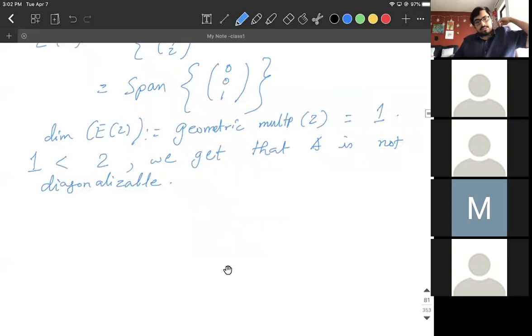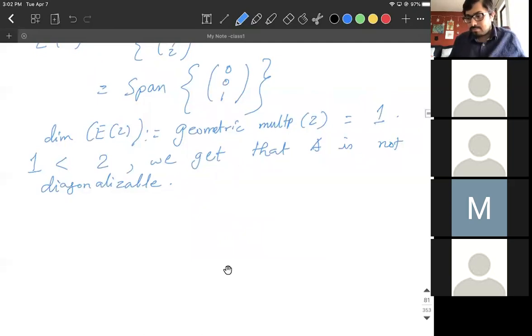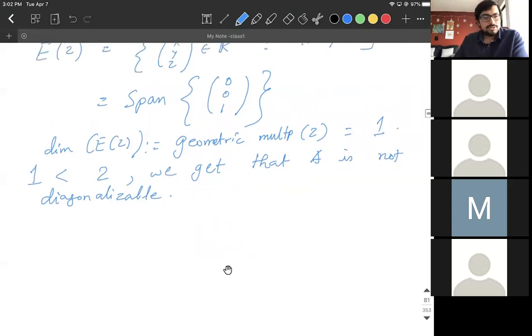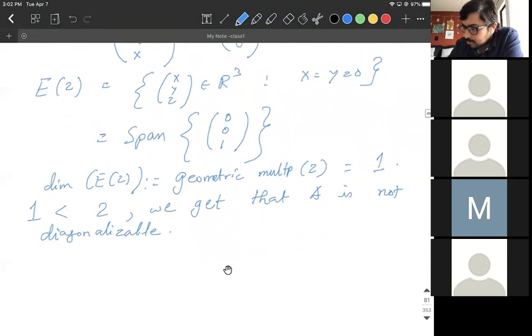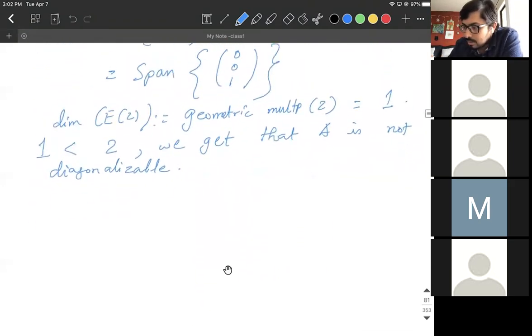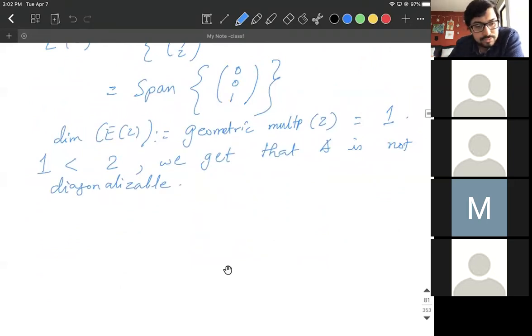So this is a particular example where instead of trying to check whether A has a basis of eigenvectors or not, you work with the algebraic and the geometric multiplicities. So here we check that the geometric and the algebraic multiplicities of 2 don't match. And you can say at once that A is not diagonalizable.